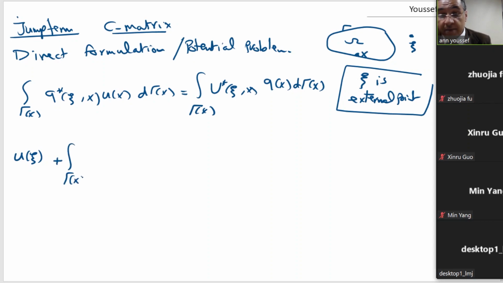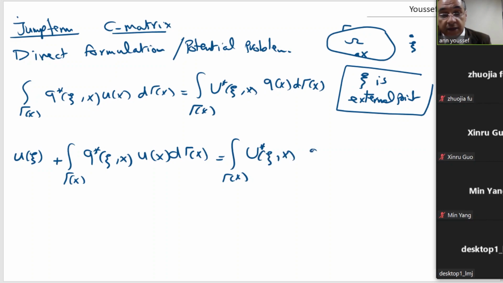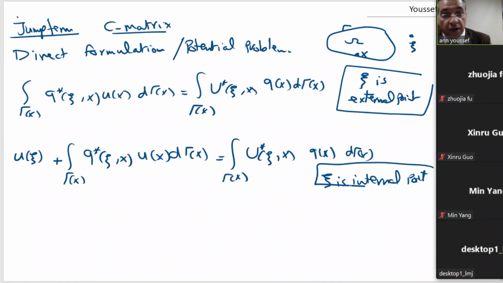we can have the same integral equation, but with a free term here: u of xi plus the integral over gamma of x of q asterisk of xi and x, u of x, d gamma of x equals the integral over gamma of x of u asterisk of xi and x, q of x, d gamma of x. This is when xi is an internal point. For example, this is gamma, and this is x, and here we have xi.